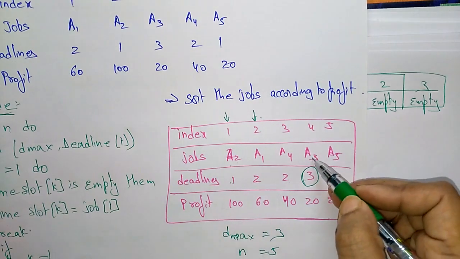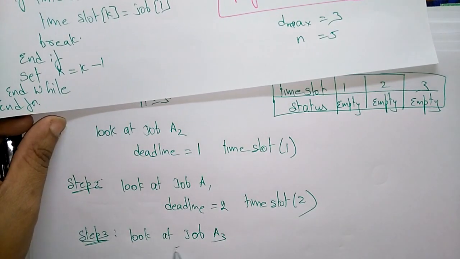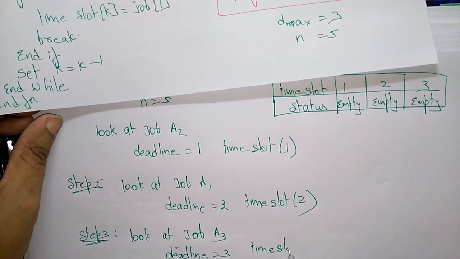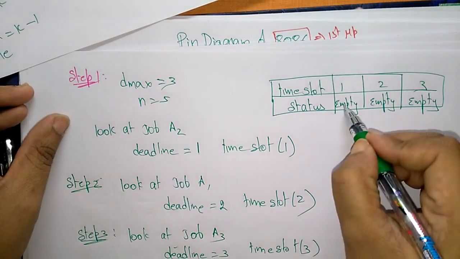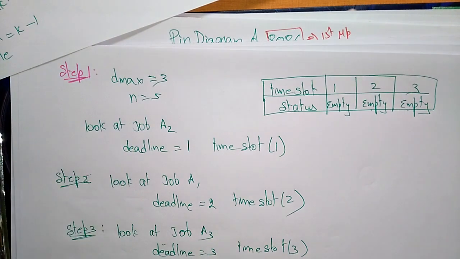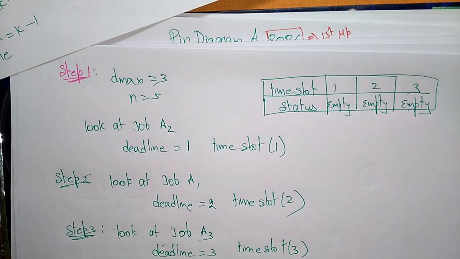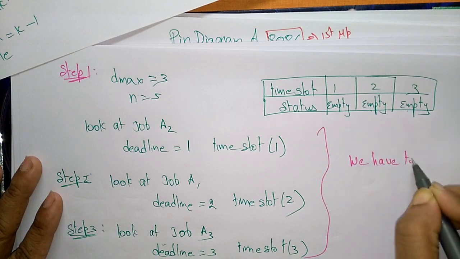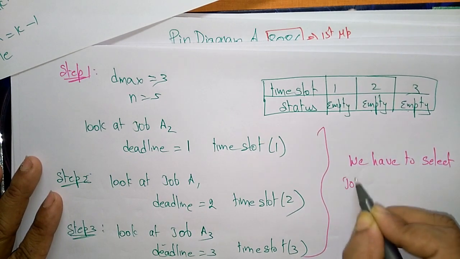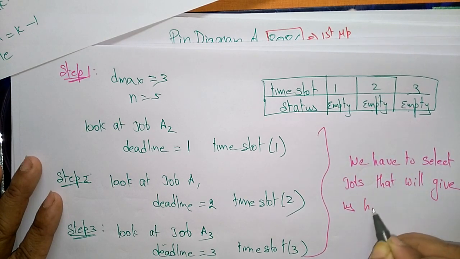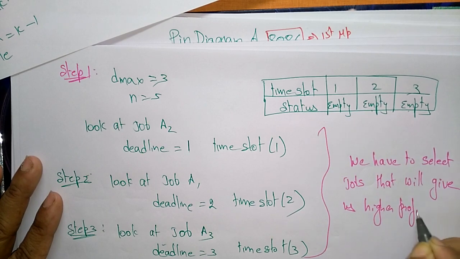Now here I am checking for A3. The job A3 deadline is 3 and it has to be completed within time slot 3. So in time slot 1, A2 has to be completed, next A1, and next A3. Our objective is to select jobs that will give us higher profit. That is the main aim.